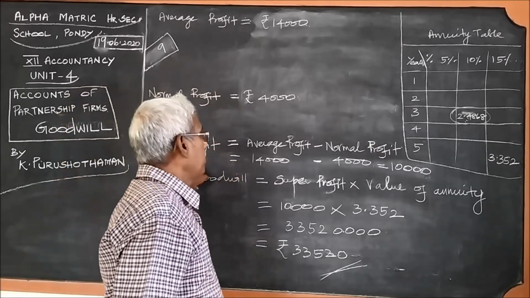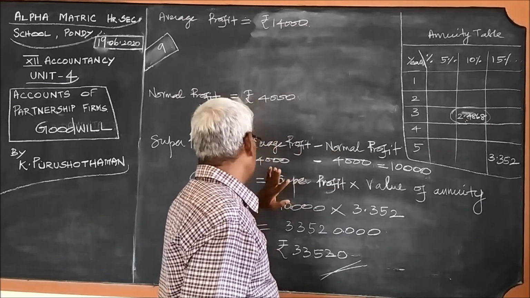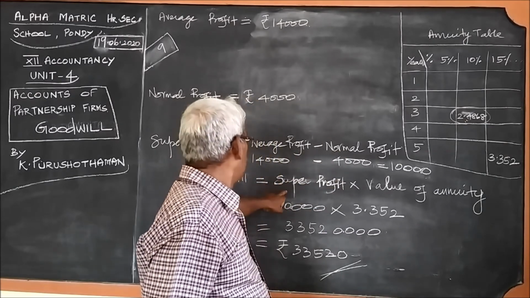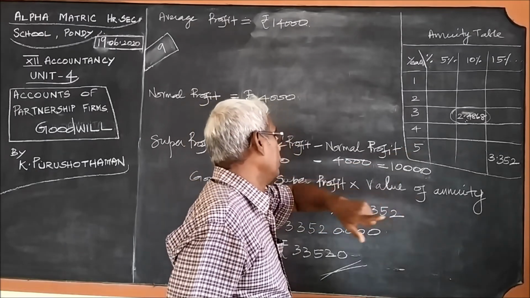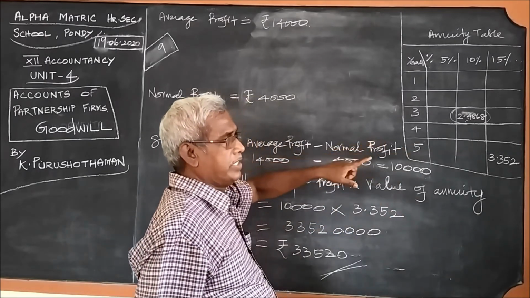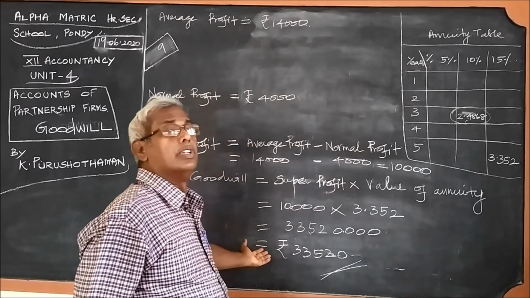We can find the super profits by subtracting one from the other. Therefore, 10,000. Now we are coming to the formula. Super profit is equal to 10,000 into 3.352. It is the annuity factor, it is given in the problem itself. So you multiply and find the value of goodwill.